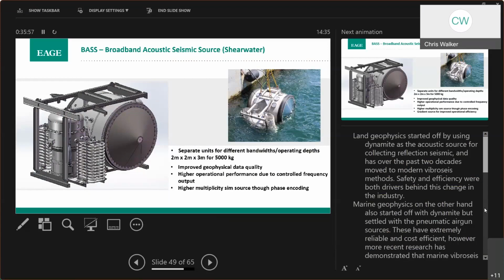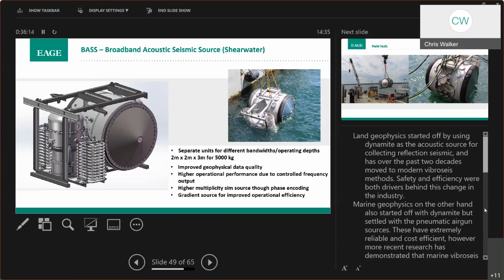And because you're able to go to very complex coding sequences, because you have complete control over the phase and amplitude of the devices compared with an airgun, you're able to get much higher multiplicity simultaneous source from these devices. And then somewhat uniquely, by going to what I would call a vector source, a gradient source, by operating the units out of phase, you're able to replicate on the source side what the isometric system does on the receiver side, and you can actually interpolate shot positions or sweep positions. Tim will be able to answer questions on that afterwards, I'm sure. Next slide, please.